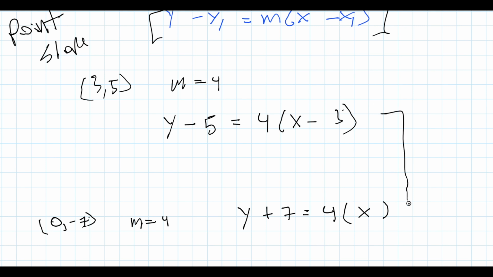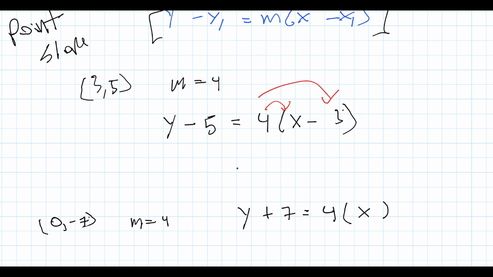So these two equations are identical. Did you know that? No. What? Yeah, they're identical, and there are infinitely many of them. So now we're going to transform this into slope-intercept form. So you just distribute.